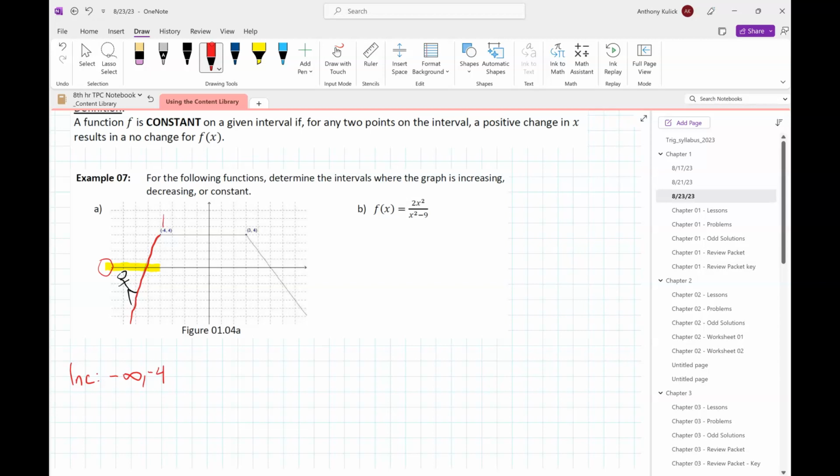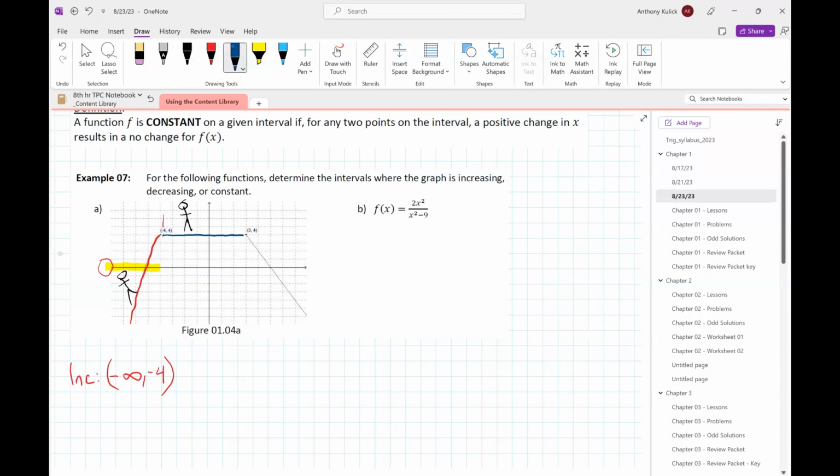And this interval is always going to get parentheses. Intervals of increasing, decreasing, and constant always get parentheses. All of them, every time, every end. It's easy like that. Yay! All right.